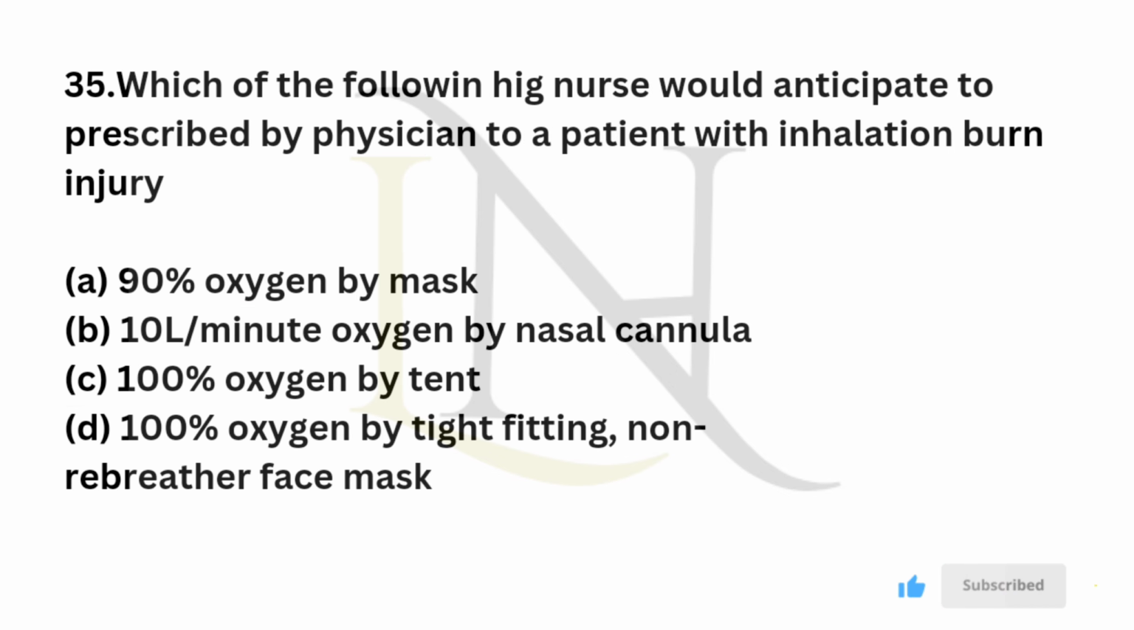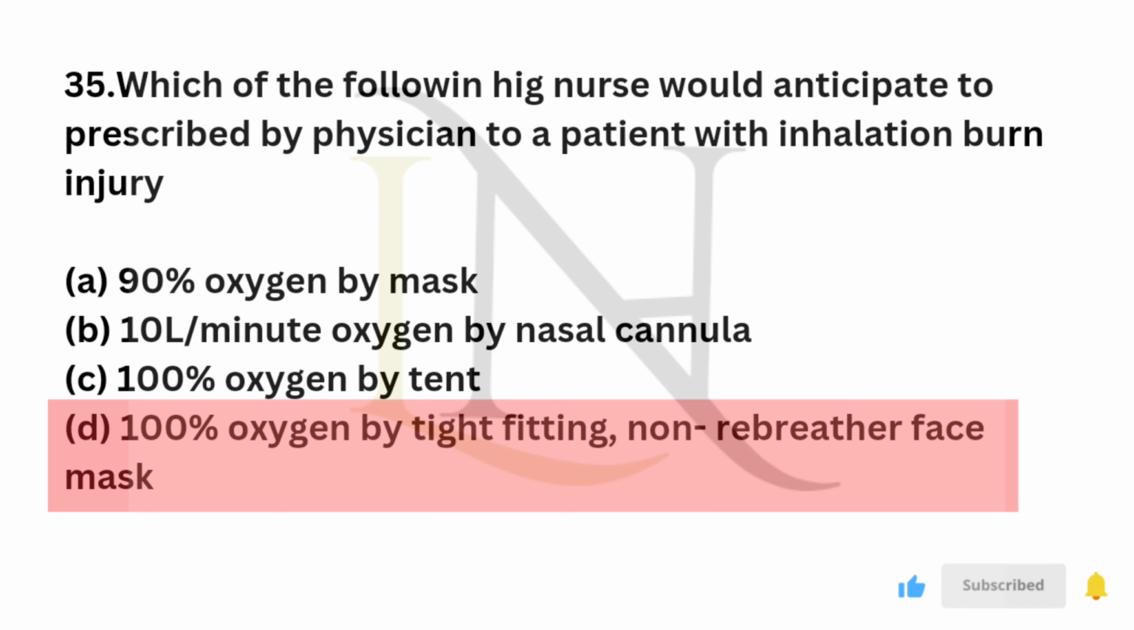Next MCQ. Which of the following would the nurse anticipate to be prescribed by the physician to a patient with inhalation burn injury? Option A, 90% oxygen by mask. Option B, 10 liters per minute oxygen by nasal cannula. Option C, 100% oxygen by tent. Option D, 100% oxygen by tight fitting non-rebreather face mask. Answer is option D, 100% oxygen by tight fitting non-rebreather face mask.